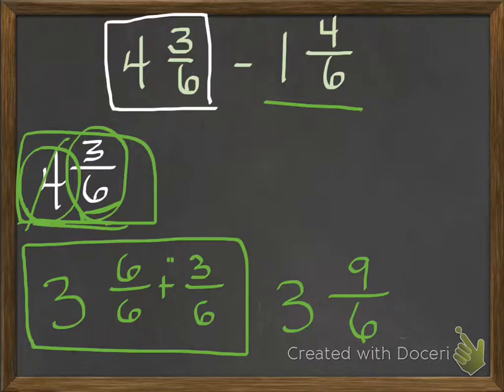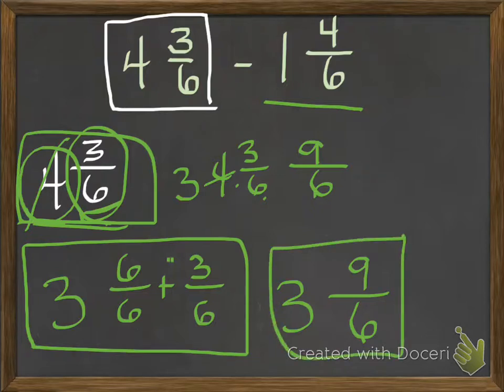Okay, so here's another way I could have done it. I've got 4 and 3/6 is what I started with. I take away 1. 1 times 6 is 6, plus 3 more is 9. So I have 9/6, so I have 3 and 9/6. Okay, so you just multiply 1 times the bottom number and then add the numerator, just like we did when we changed mixed numbers to improper fractions.